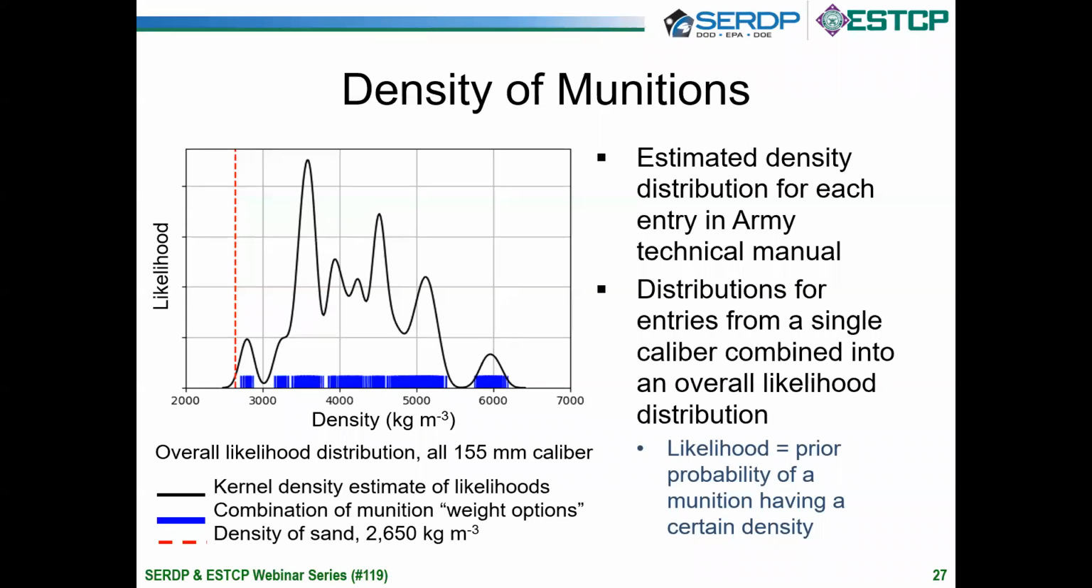And then in the graphic you see on this slide, we combined all of those distributions together into one single overall likelihood distribution for the 155 millimeter caliber. And in this case, the important point is that the vertical red dashed line is the top of the gray bar that I showed you in the previous slide, and everything is to the right of that, and density is on the horizontal axis. So all of the permutations that you could possibly imagine for the 155 millimeter caliber fall into this category where they really want to bury. They don't want to be mobile.